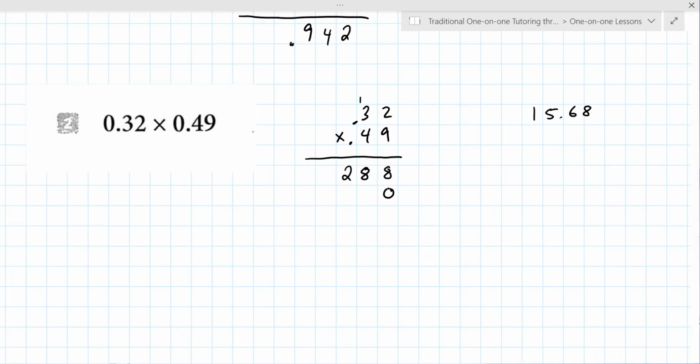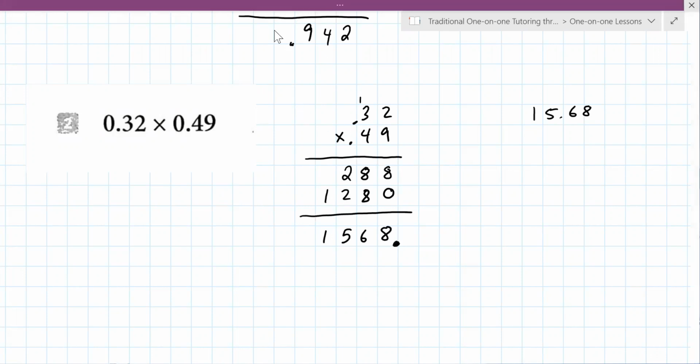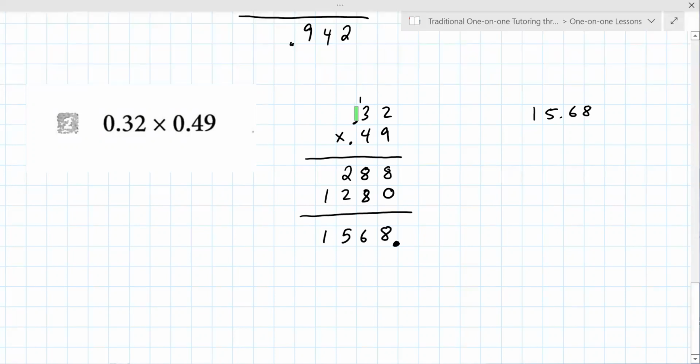What I did though is I went like if the decimal wasn't there, but the 0 was. Okay, so let me keep going here because there's also another part with the decimal. The 4 times the 2 is 8, and then 4 times the 3 is 12. So the result is what you have here, 1568, but your decimal is actually here, and you have to determine how many places to move it, and it's based on the number of decimal places.